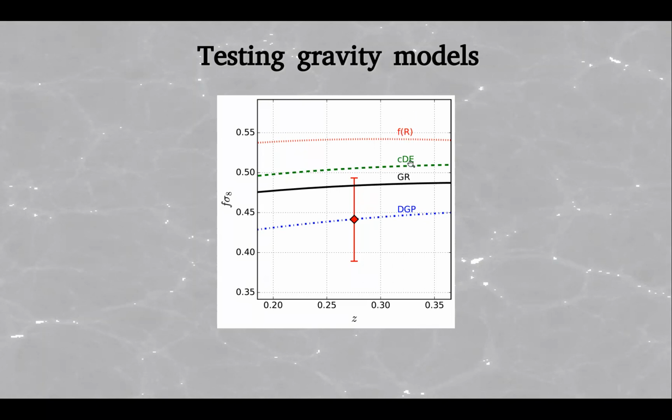CDE means coupled dark energy. Here you do not have a lambda constant, but you have a field that is coupled with cold dark matter. DGP is an even stranger model in higher dimensions. It's a brane-world model. Of course, we need to reduce these error bars, but we are going in this direction, to really discriminate among different gravity theories.